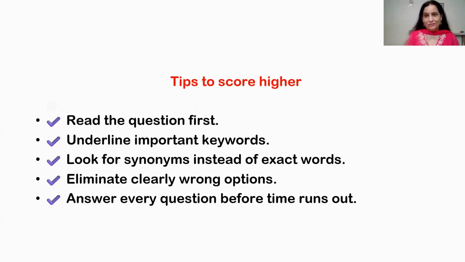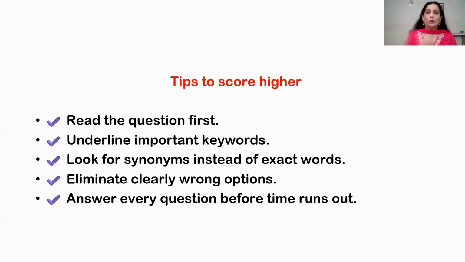Now, here are my tips to score higher in this TELC A2 Lesen reading section. Read the questions first. There will be a text and then the questions. First, don't read the text. Always read the questions first. Then you will know which keywords to look for in the text. So underline important keywords. First read the questions, and then from the text, underline the keywords. Look for synonyms instead of exact words. Synonyms mean words with similar meanings.